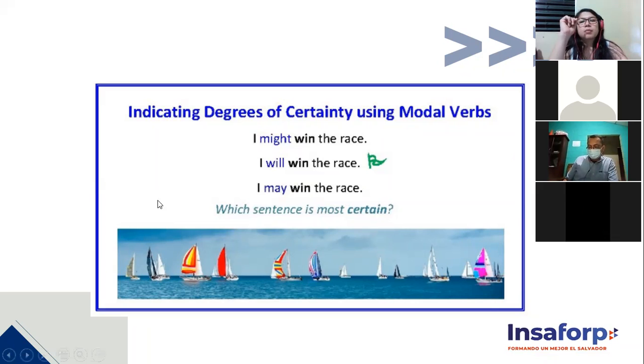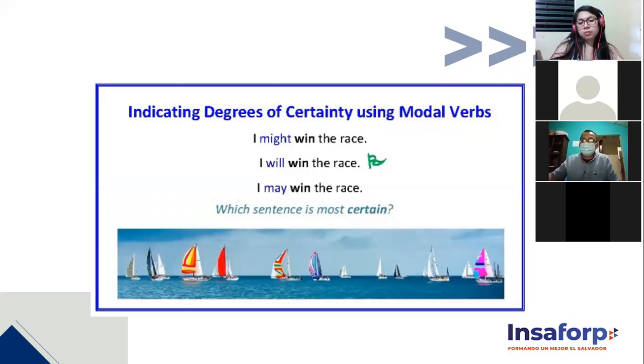Yes, go ahead. Sorry, what is the difference between might and will? Okay, the basic explanation I can give you is the following: it's only the level of certainty. It's only the degree of certainty. What does it mean? That when I use might, the probability is less. If I use will, the probability of something happening is higher. Okay, that would be it.